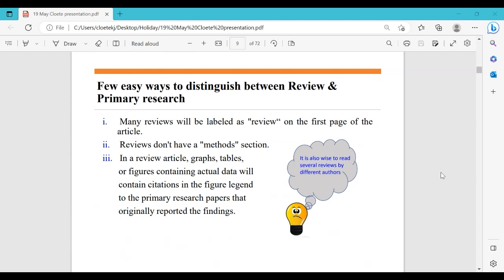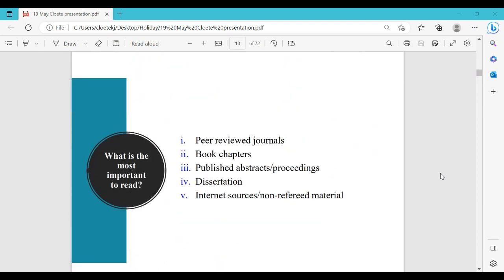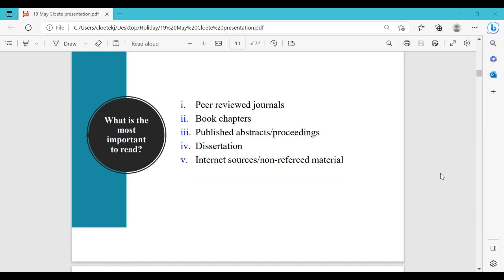And when you are looking at reviews, read different types of reviews from different authors eminent in the field. Now, as we already mentioned, it's important to read journals and book chapters. Information may be outdated, but you can still have a look at book chapters depending on the date that they were published. Abstracts and proceedings, dissertations and other internet sources may also provide you with information, but the primary type of material that you want to read is peer reviewed papers in high impact journals.